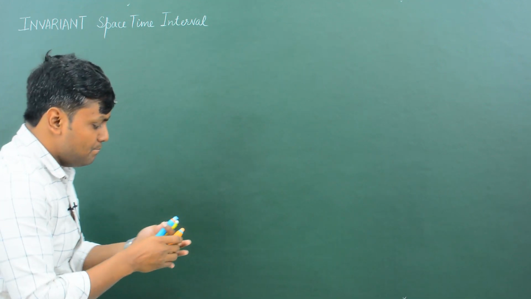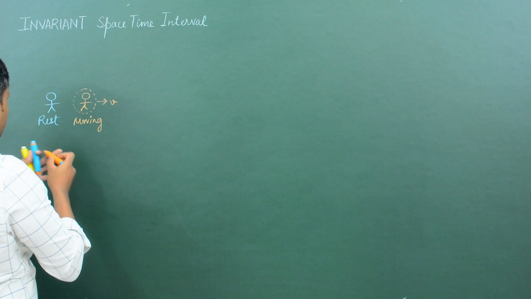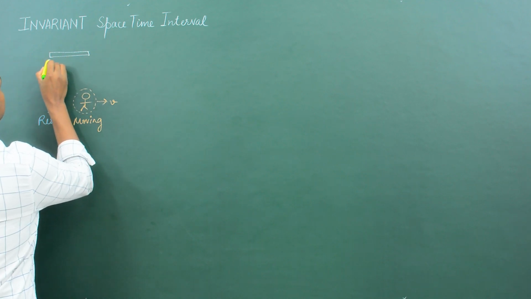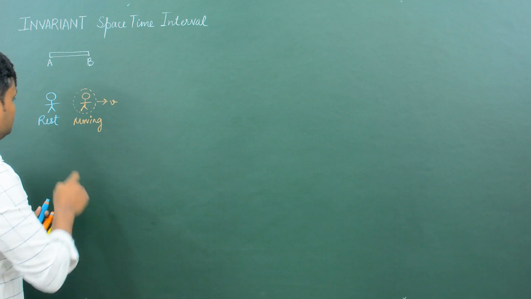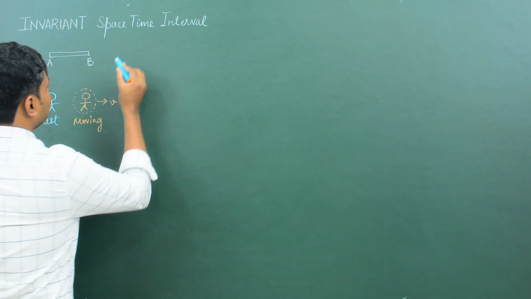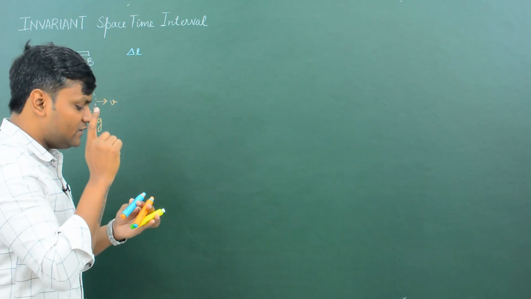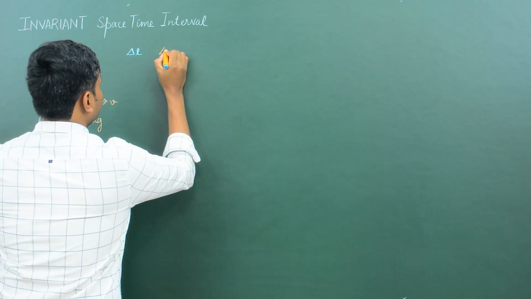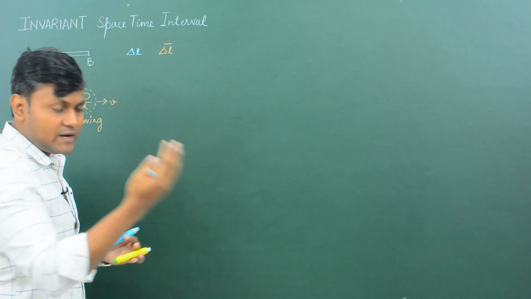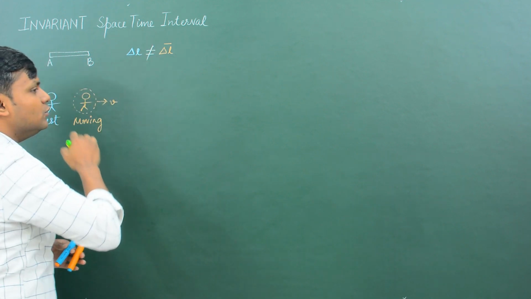Now, if both of them measure the length of, let's suppose, some object, a scale with endpoints A and B. If the observer at rest, the observer on the ground, measures the length of the scale and ends up measuring a length of del L, and the observer in motion measures the length of the same scale to be, let's suppose, del L dash, or I'm going to call it del L bar, where bar means with respect to the moving frame, then according to the postulates of special theory of relativity, these quantities are not equal.